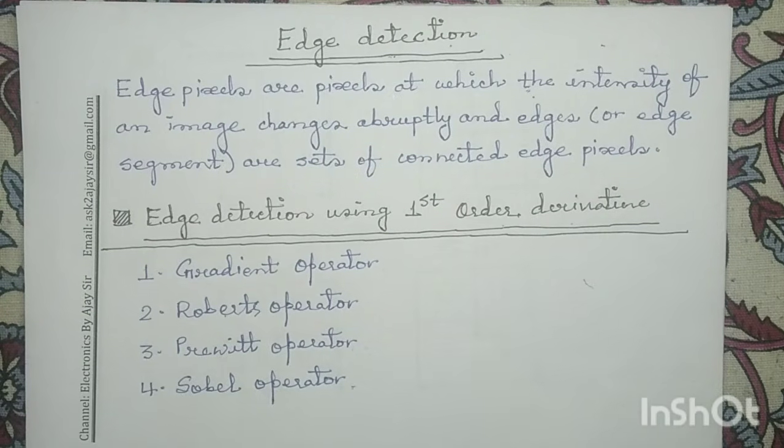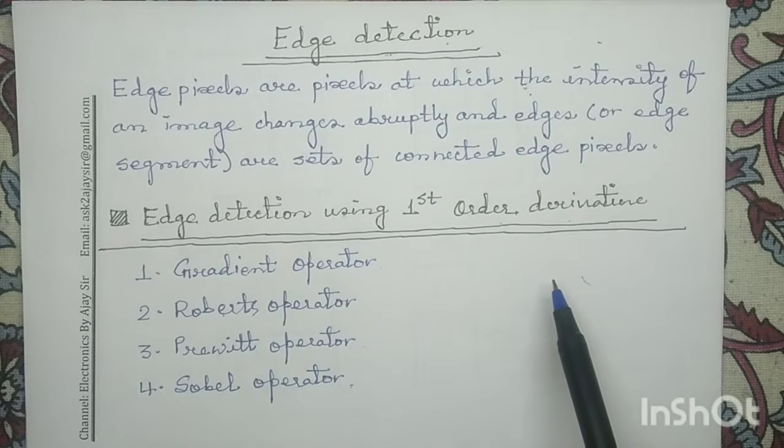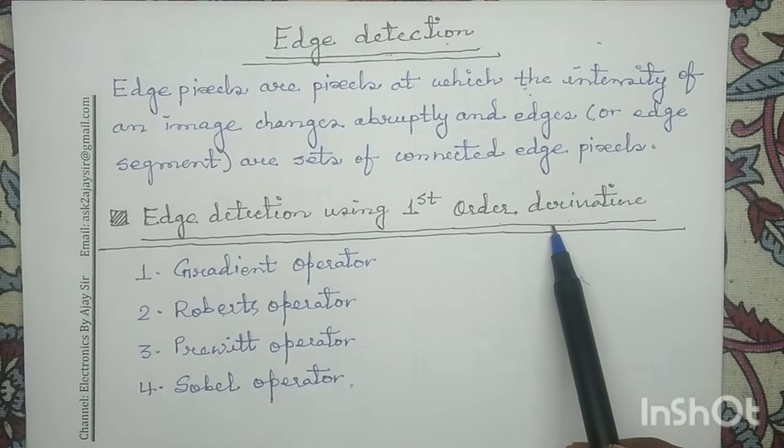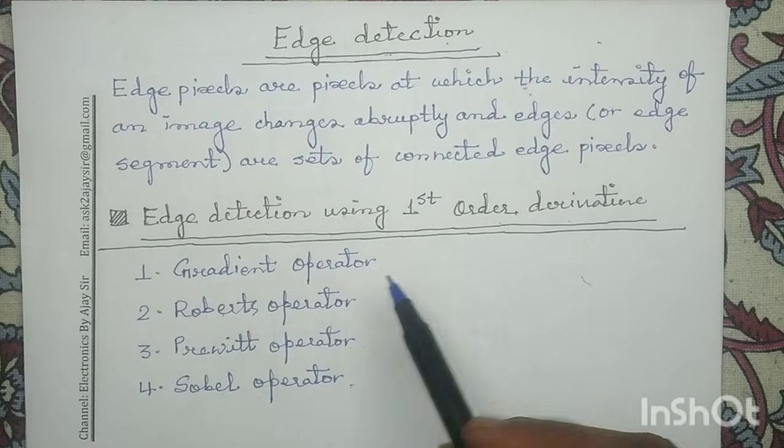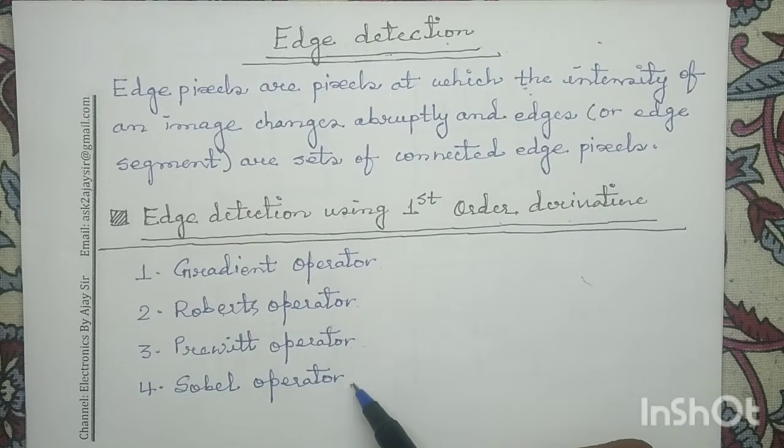Good morning all. Today we will learn edge detection using the first order derivative method. Edge detection using the first order derivative method, we can perform by using four operators: the gradient operator, the Roberts operator, the Prewitt operator, and the Sobel operator.